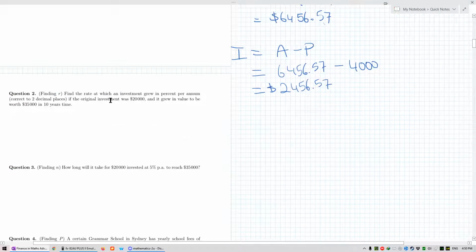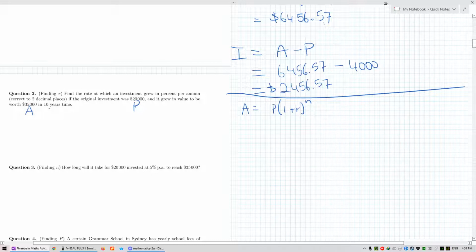Moving on. Find the rate at which an investment grew in percent per annum. So we have to find R. R is going to be missing. If the original investment was $20,000 and grew to be $35,000 in 10 years' time. Per annum, so we're working in years. That makes it a lot simpler. I guess this is an easier question, but let's just get started. A is equal to P(1 plus R) all to the N. Now we can substitute what we know. Original investment, that's clearly P. And grew in value to be 35, that's A. 10 years' time, that's N. And we have to find R.